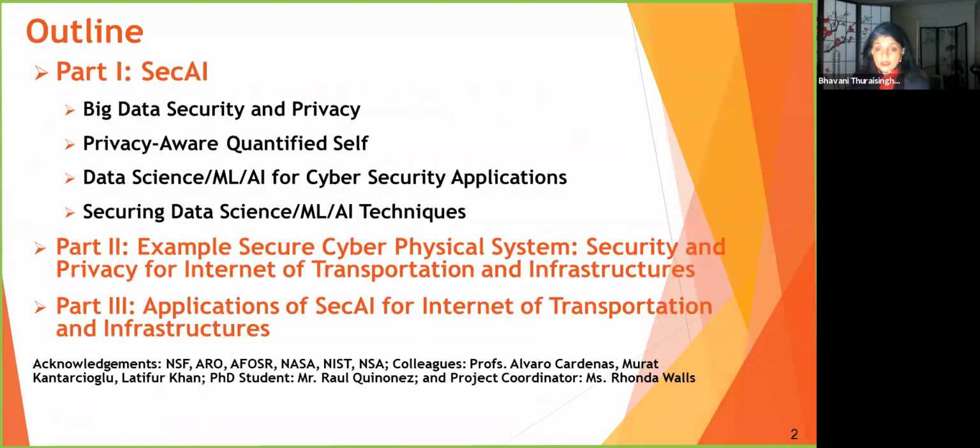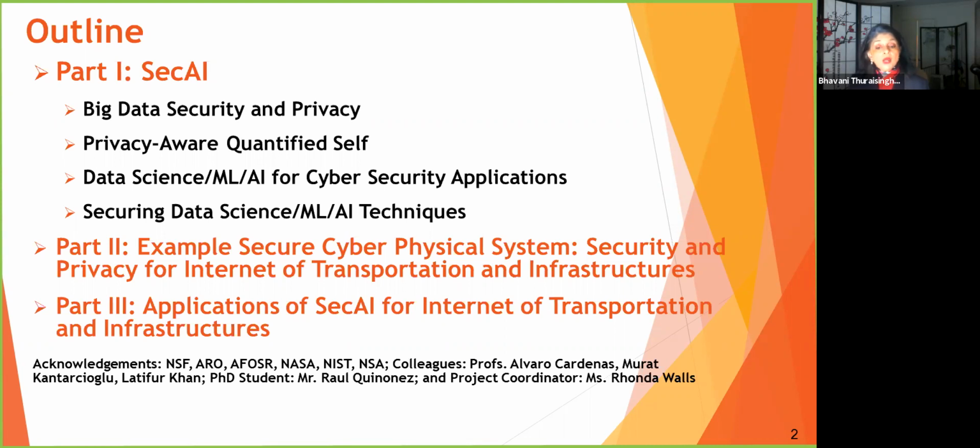Okay, so the outline of my talk. Part one, I'm going to talk about integrating security and artificial intelligence. In particular, I'm going to address 4 topics: big data security and privacy, privacy-aware quantified self, data science, machine learning, AI. All of that I'm bundling together and calling it AI for cybersecurity applications. And then securing the data science, AI, ML techniques. What happens if these artificial intelligence techniques are attacked? Okay, so that's part one.